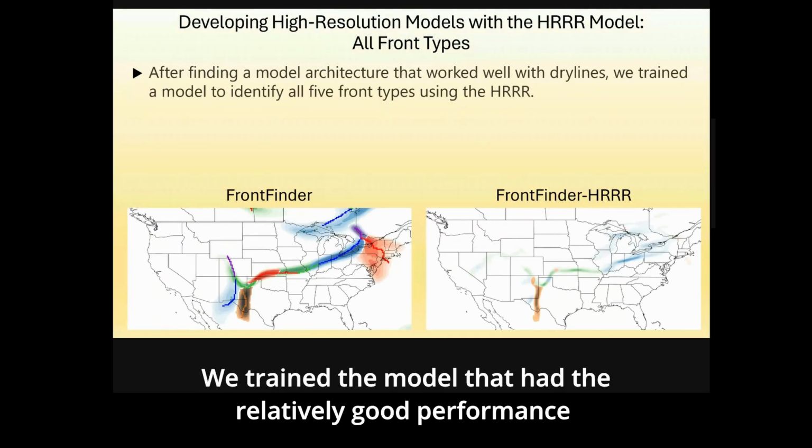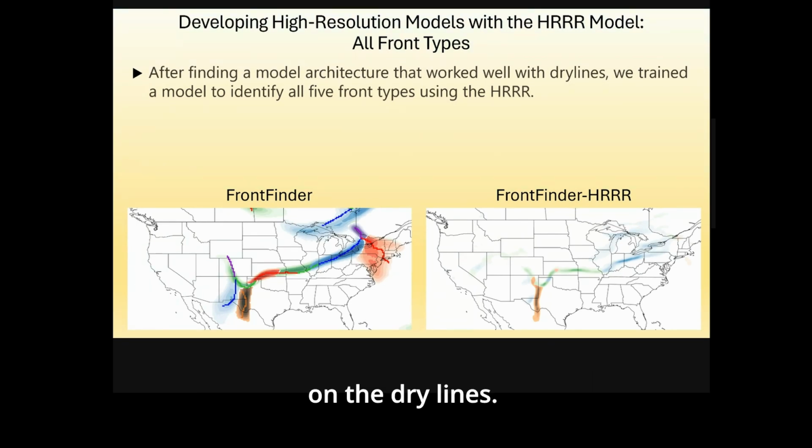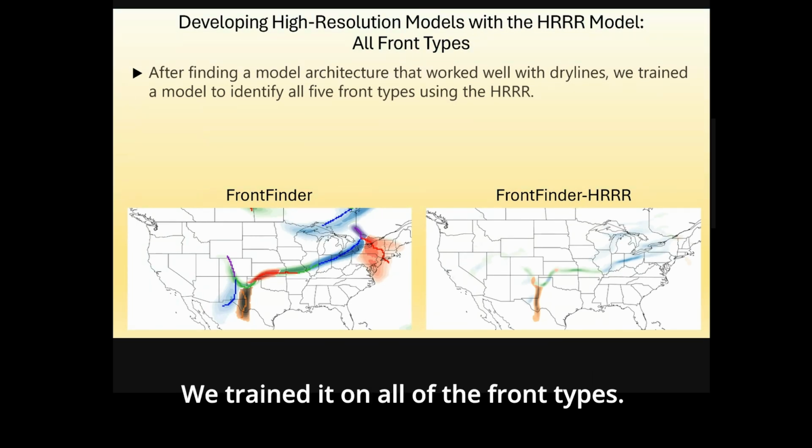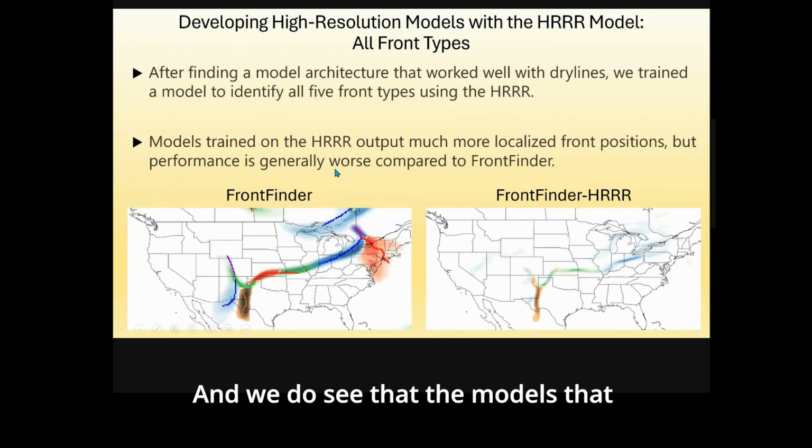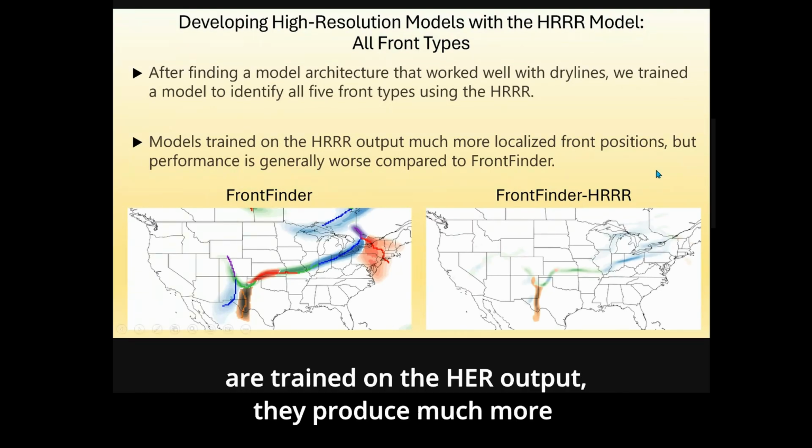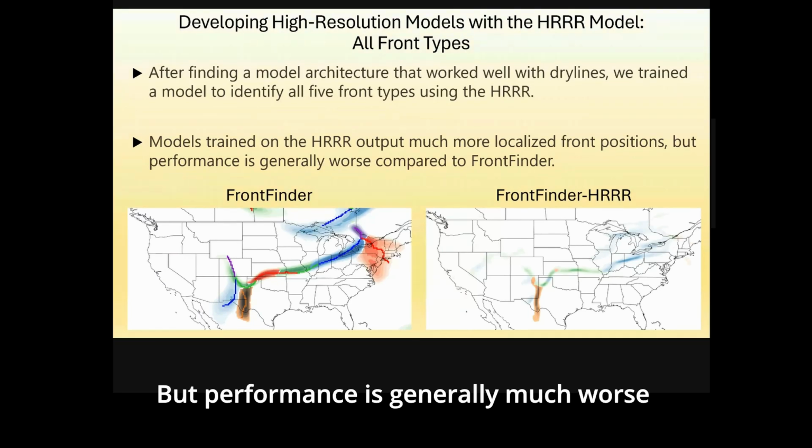We trained the model that had the relatively good performance on the dry lines. We trained it on all of the front types. And we do see that the models that are trained on the HRRR output produce much more localized front positions, but performance is generally much worse compared to Front Finder.